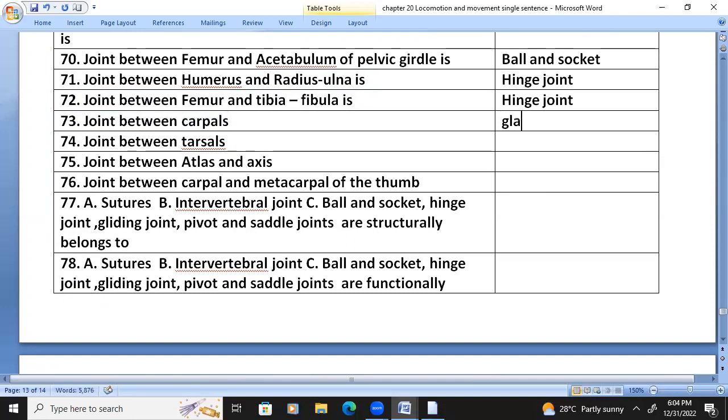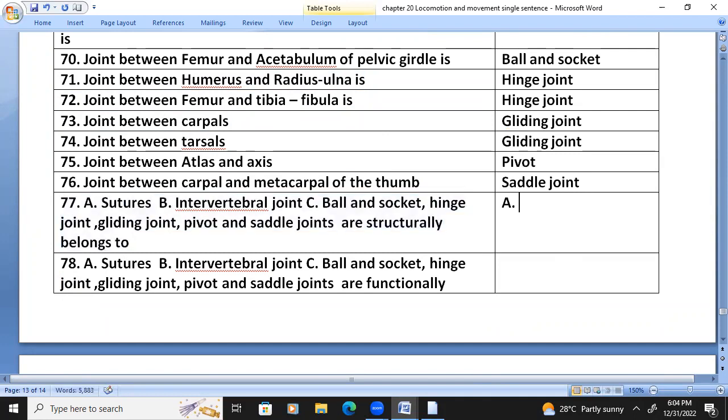The joint between the carpals is a gliding joint. The joint between the tarsals is a gliding joint. The joint between the atlas and axis is a pivotal joint. The joint between the carpal and metacarpal of the thumb is a saddle joint.